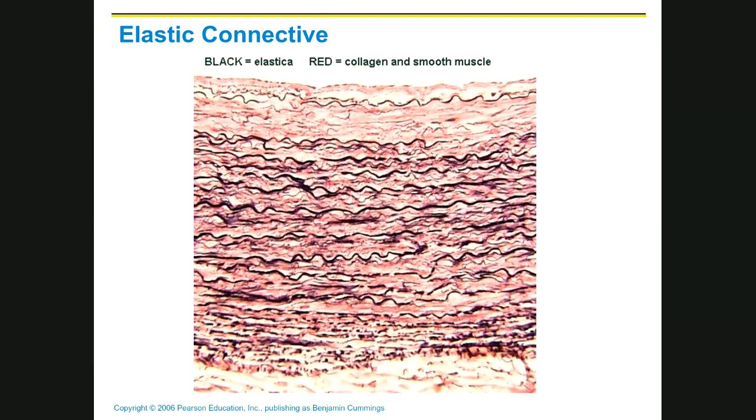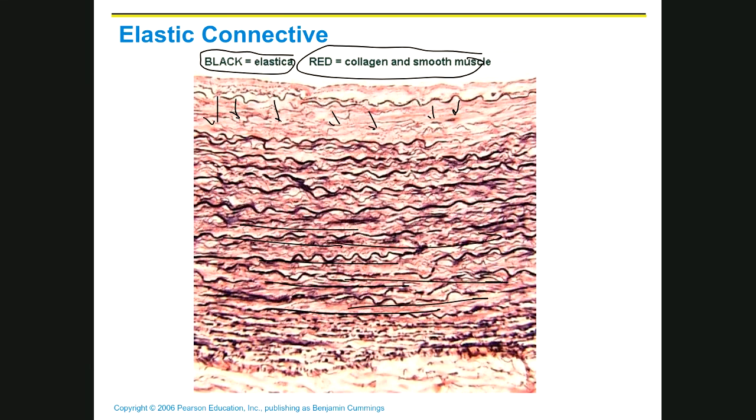And so when we look here, the black fibers, the dark staining fibers, are the elastic fibers. These pink ones are collagen. Now there's also this in here, which if you remember we talked about smooth muscle, that's smooth muscle. But these fibers in here, that's collagen and elastin.